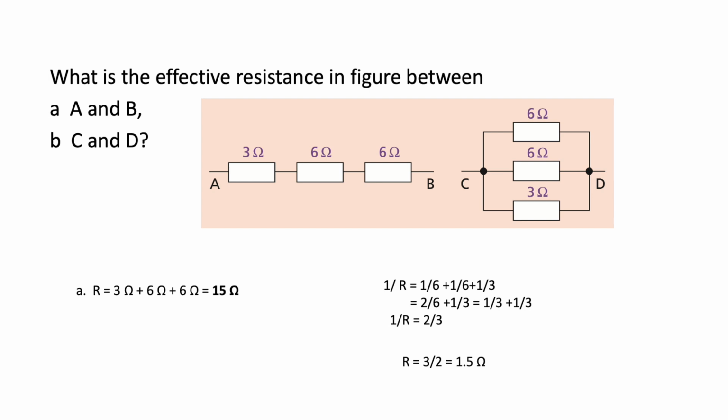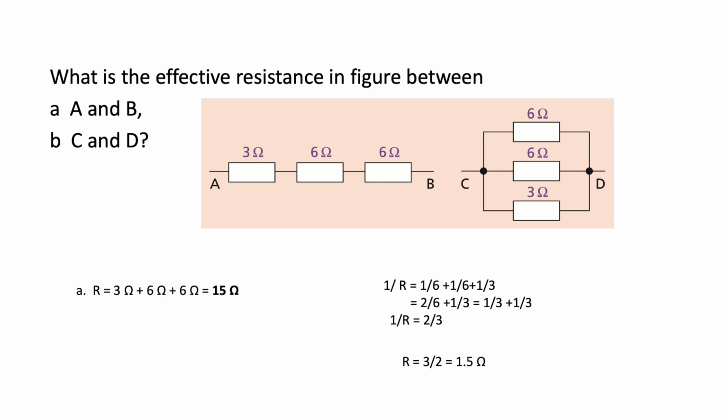Now for the second one, 1 by R equals 1 by R1 plus 1 by R2 plus 1 by R3. That is 1 by R is equal to 1 by 6 plus 1 by 6 plus 1 by 3. That is 2 by 6 plus 1 by 3, equal to 1 divided by 3 plus 1 divided by 3. You will get 1 by R equal to 2 over 3. Now we have to take the reciprocal. So R is equal to 3 divided by 2, equal to 1.5 ohm.